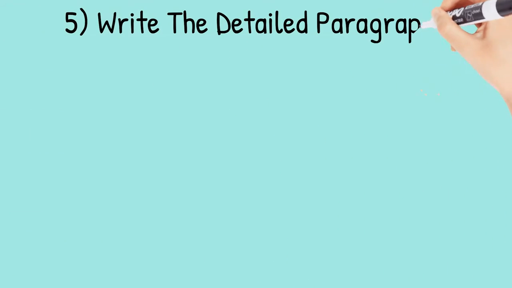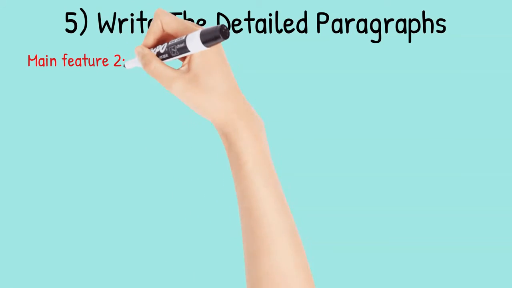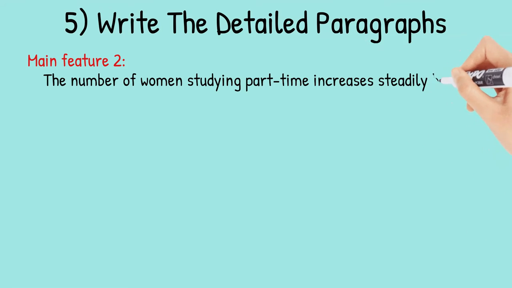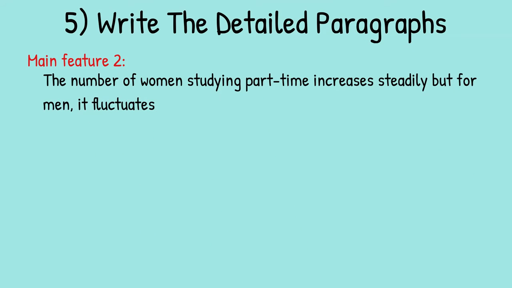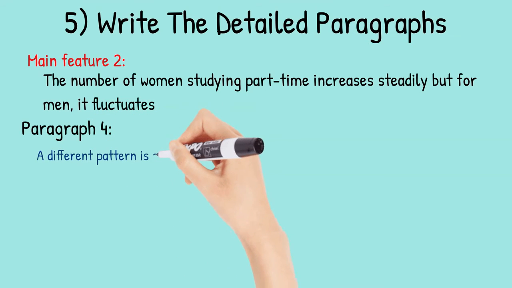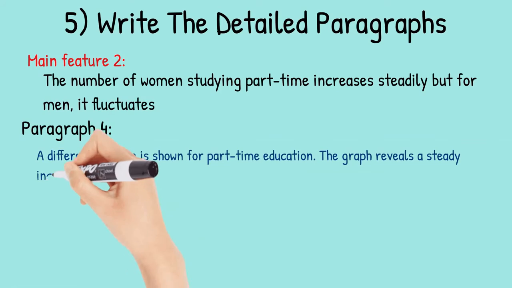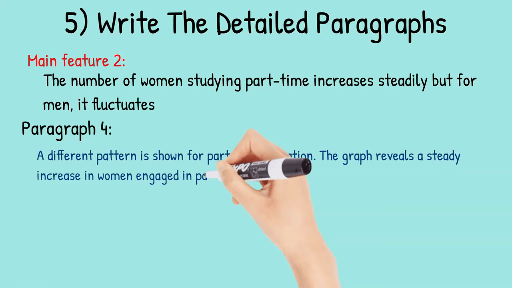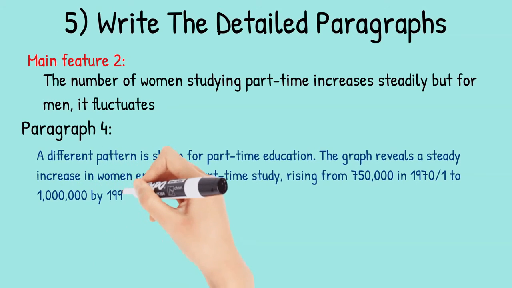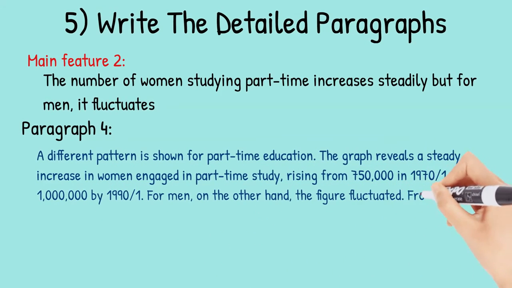For the fourth and final paragraph, you do the same thing for your second main feature. For example, the main feature 2 is, the number of women studying part-time increases steadily, but for men it fluctuates. Here is an example for paragraph 4. A different pattern is shown for part-time education. The graph reveals a steady increase in women engaged in part-time study, rising from 750,000 in 1970 to 1 million by 1990. For men, on the other hand, the figure fluctuated.